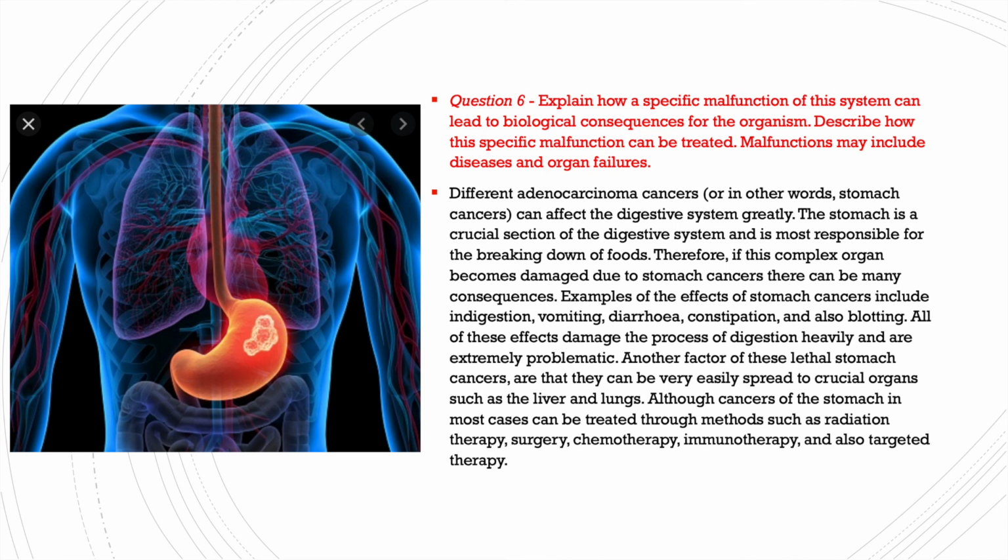Examples of the effects of stomach cancers include indigestion, vomiting, diarrhea, constipation, and also bloating. All of these effects damage the process of digestion heavily and are extremely problematic. Another factor of these lethal stomach cancers is that they can be very easily spread to crucial organs such as the liver and lungs. Although cancers of the stomach in most cases can be treated through methods such as radiation therapy, surgery, chemotherapy, immunotherapy, and also targeted therapy.